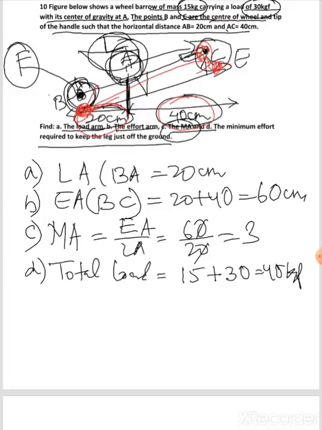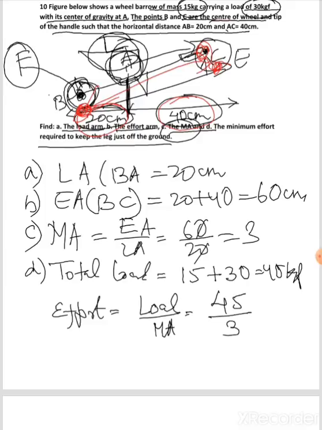So what will be the effort? Effort will be load divided by mechanical advantage. Total load is 45, mechanical advantage we have found out is 3. So 3 1s are 3, 3 1s are 3, 3 5s are 15. So you'll get 15 kgf. All right. So here we got the solution for all the 4 questions. A was load arm, B was effort arm, then mechanical advantage, and the effort that is required.